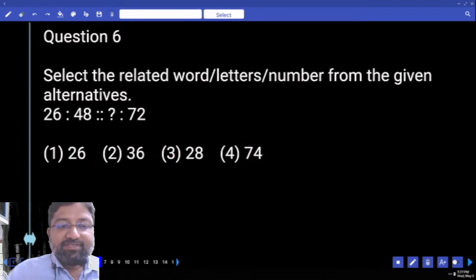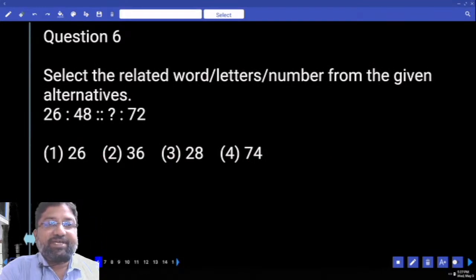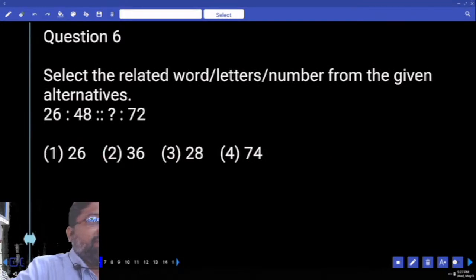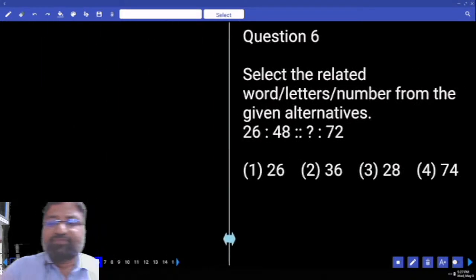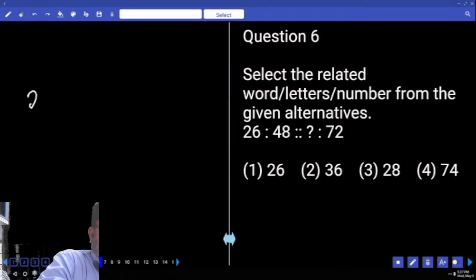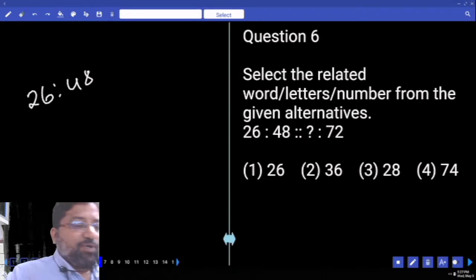Question number 6. 26 and 48. I'll tell you one thing, listen. Please pay attention. How can you guess this question? There are multiple ways of guessing the question. 26 and 48. The first and foremost thing many people do is they go with the differences. How much is the difference? 22. How much is the difference?